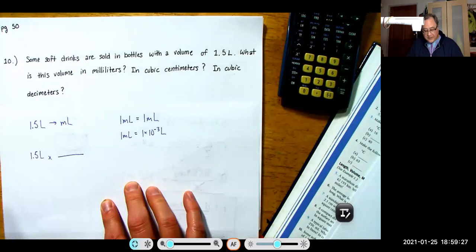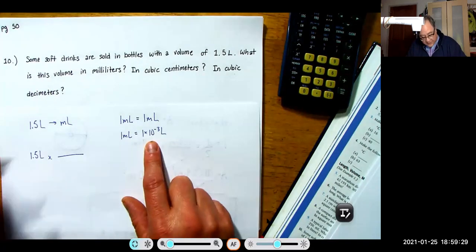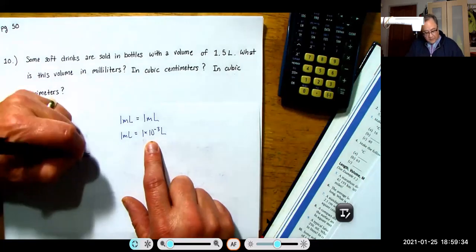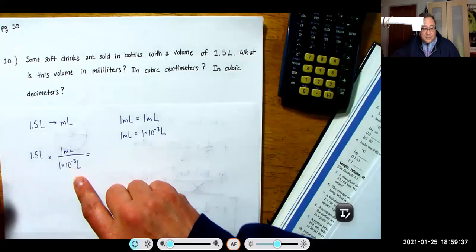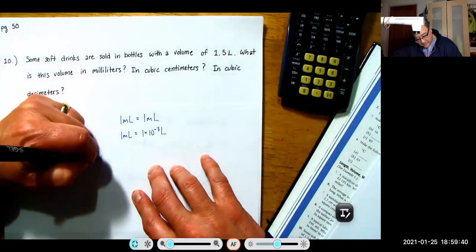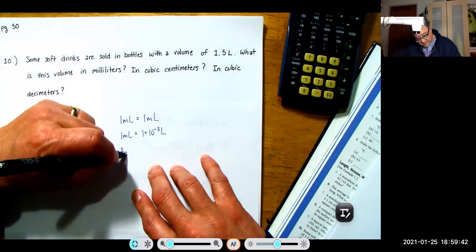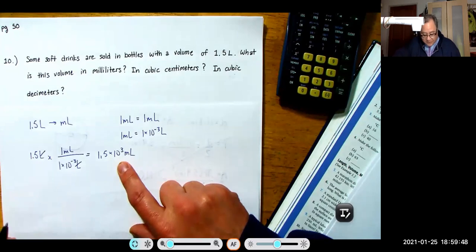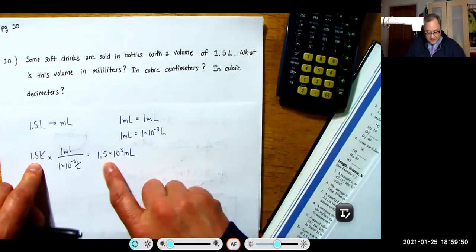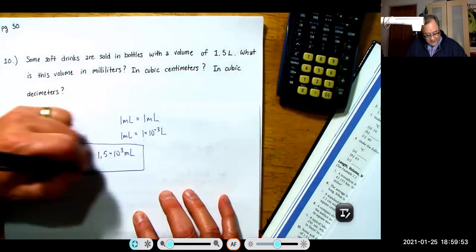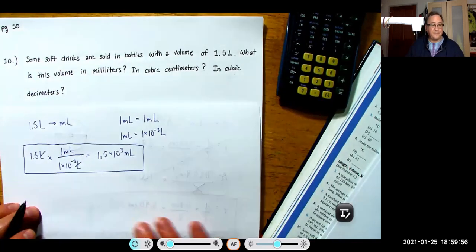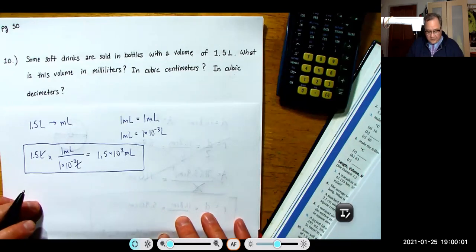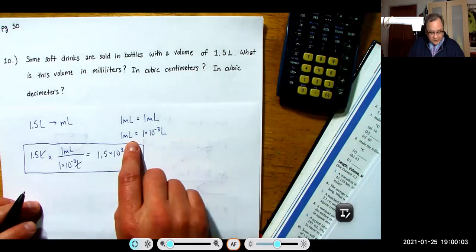So I'm going to put the right-hand side on the bottom so that liters cancel. And what's nice about this is I can go ahead and write my answer in scientific notation. 1.5 times 10 to the third milliliters. I have 2 sig figs here, 2 sig figs here. So this is an excellent answer to the question. We could have used this in other ways, but I'm just going to leave this one like that.